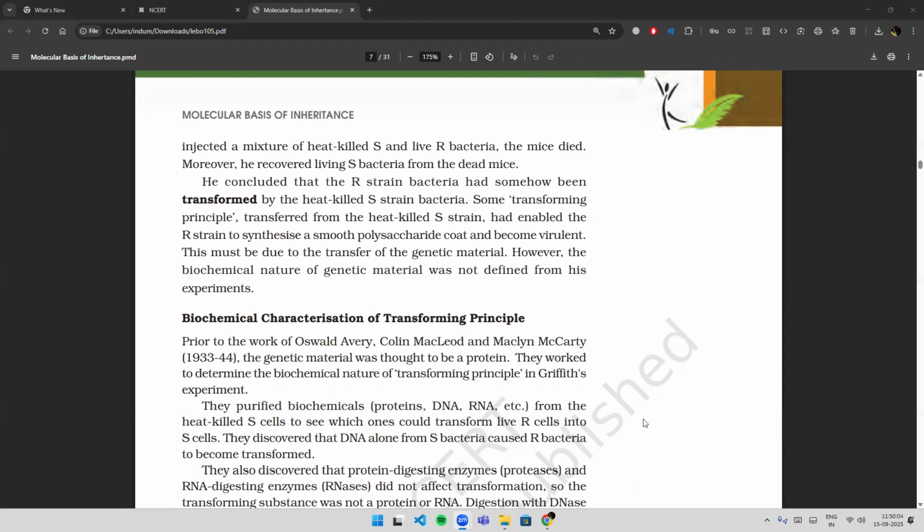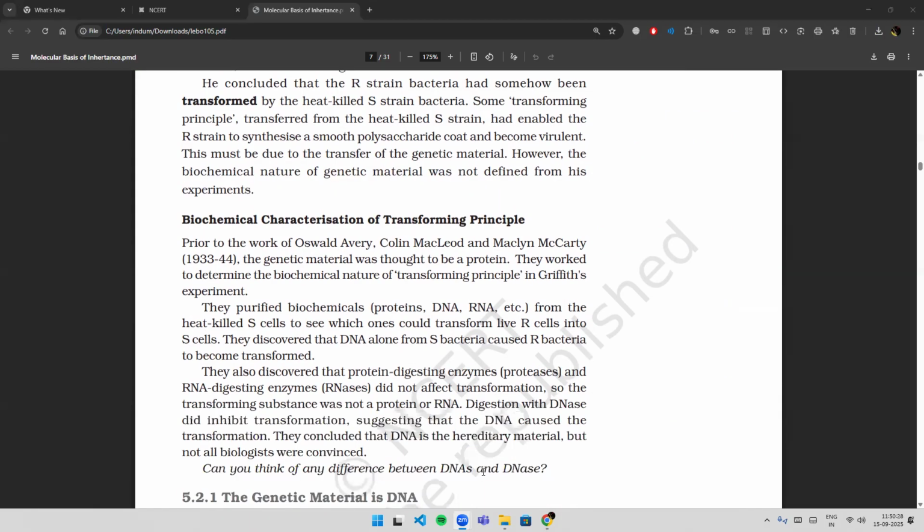Some transforming principle transferred from the heat-killed S strain had enabled the R strain to synthesize a smooth polysaccharide coat and become virulent. This must be due to the transfer of the genetic material. However, the biochemical nature of genetic material was not defined from his experiments. Biochemical characterization of transforming principle.